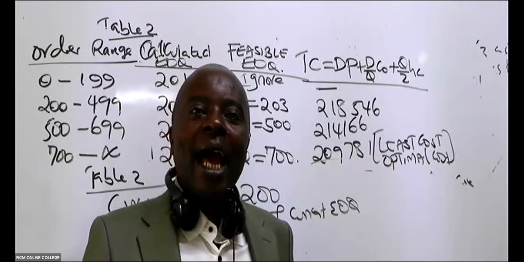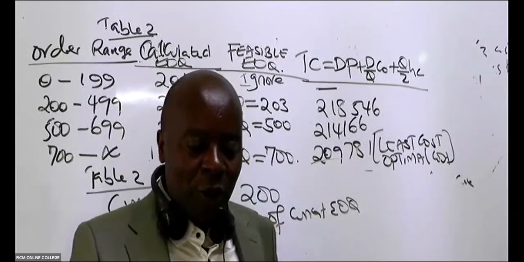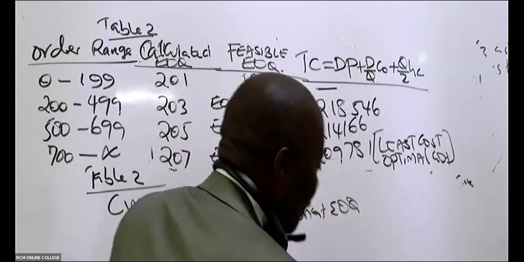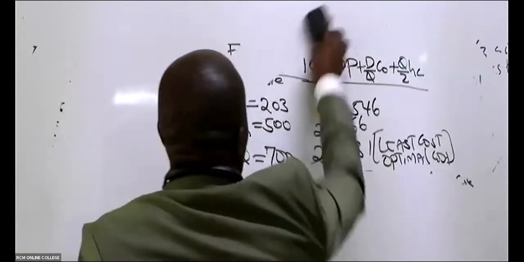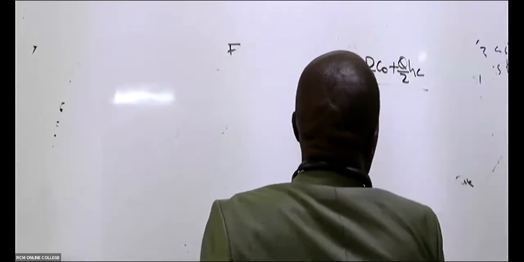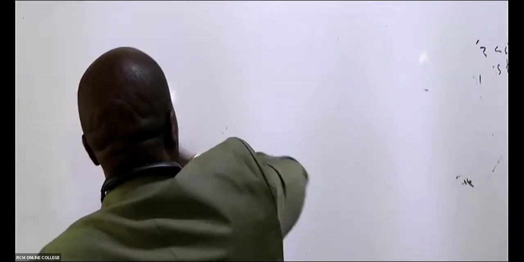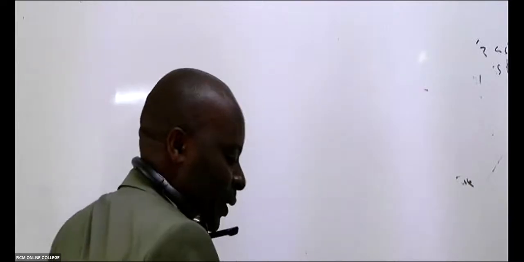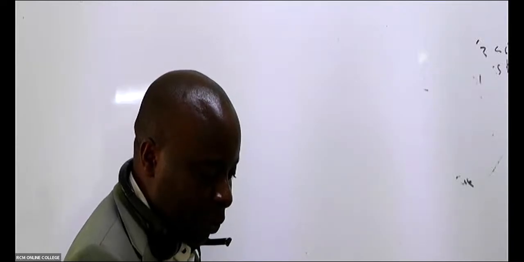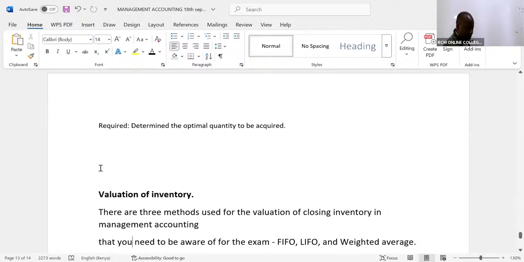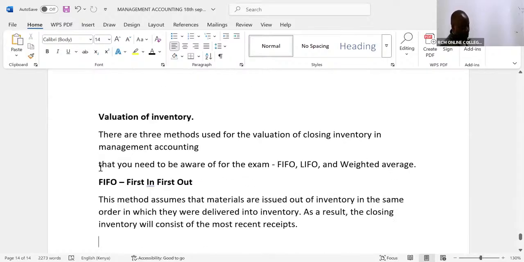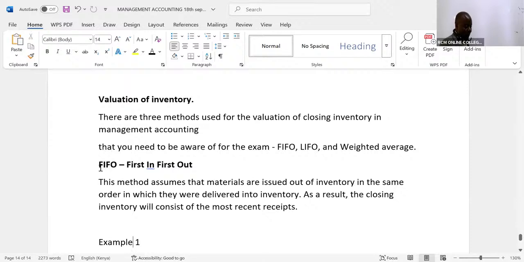Now, ladies and gentlemen, I would want us to move to the next level, which is valuation of materials, before we go to labor and overheads. MA is the sweetest paper in CPA, the best paper in CPA. So, valuation of materials, my good students, this is what we have here: valuation of materials, or valuation of inventory, or valuation of stocks.